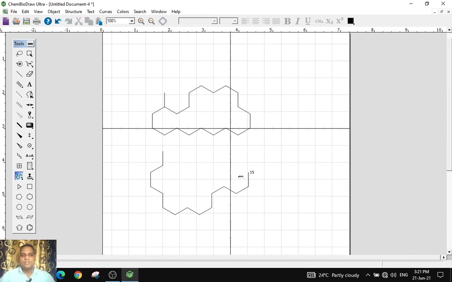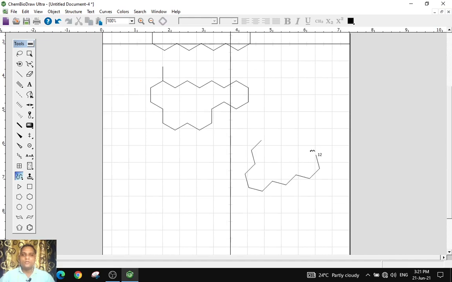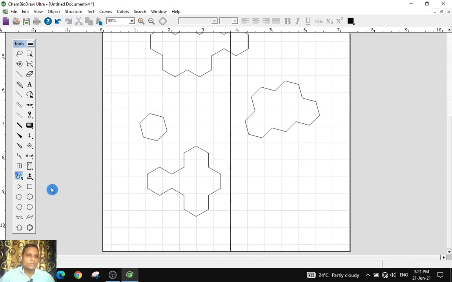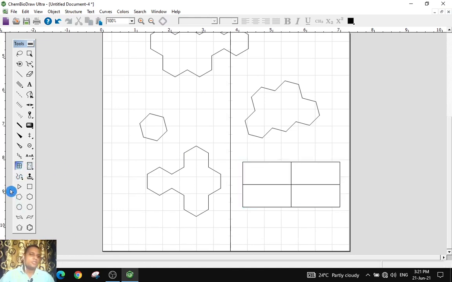You can see, I am just changing the position or the rotation of the molecules. You have to click it and you can get the various molecules. Very simple one also. If you don't want to waste more time, it is very excellent to draw it. You can also keep the tables there.